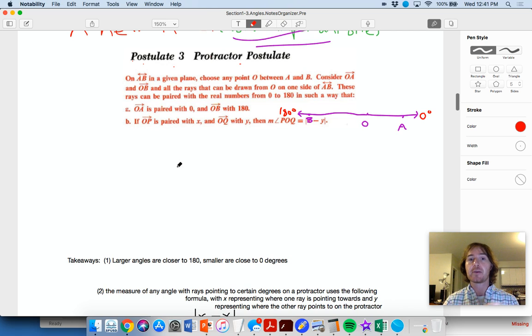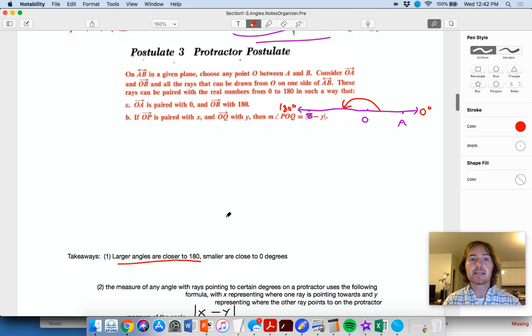So the first assumption that they're trying to get across to us here is that larger angles are closer to 180 degrees. If I draw the largest angle possible, if I have OA and OB and we're pairing it this way, this is the largest angle possible. This is the way we can get two rays pointing in opposite directions. We will count this as 180 degrees. So larger angles are closer to 180, smaller angles are closer to 0 degrees. I'm going to get back to that idea a little bit later.